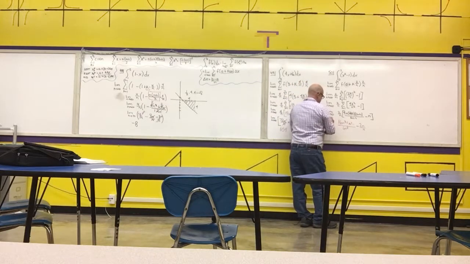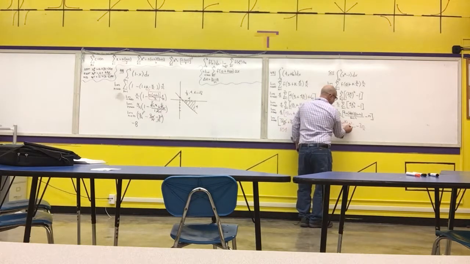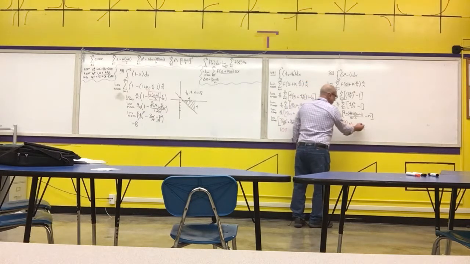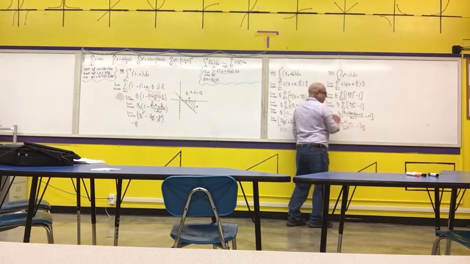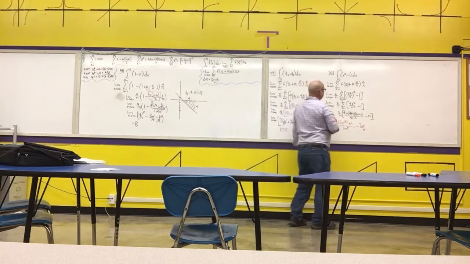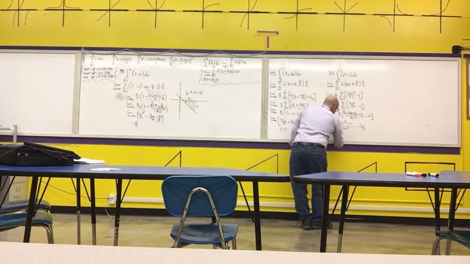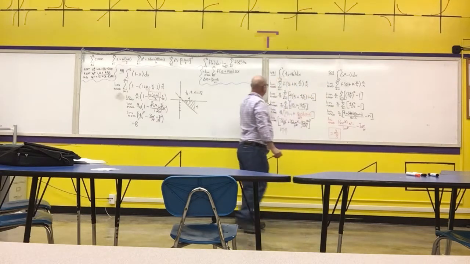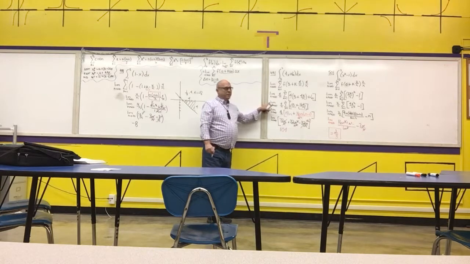So the limit as n approaches infinity. The n cubes cancel, so I have 16 over 6, which is 8/3, minus 2, which is 6/3. 8/3 minus 6/3 would be 2/3. So I think something may be wrong with number 49. I'm going to stop this video and I'm going to redo 49.